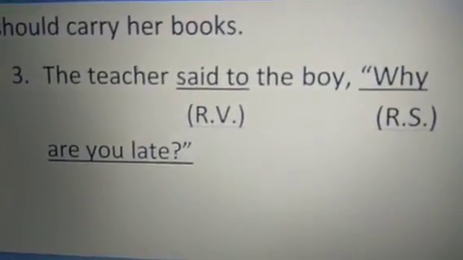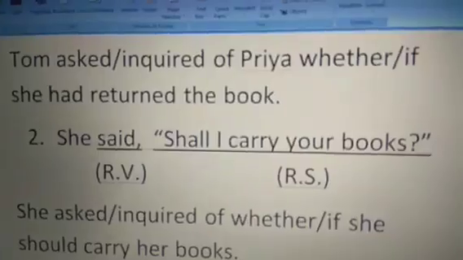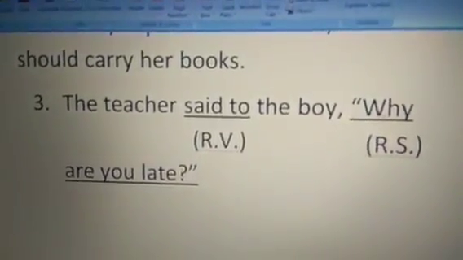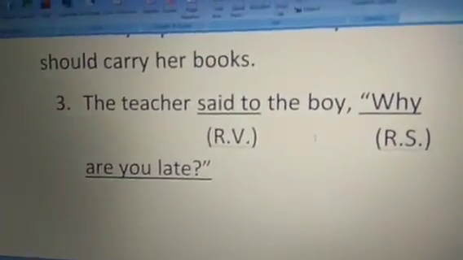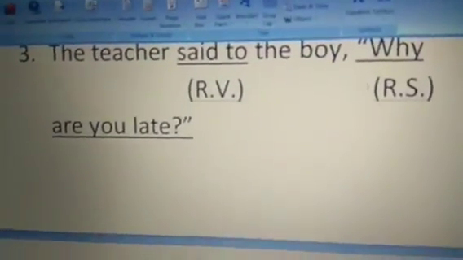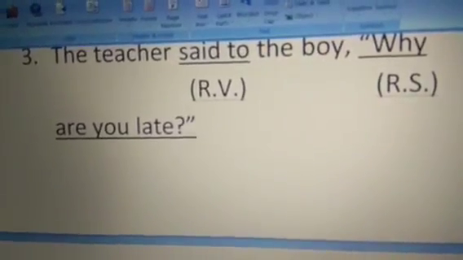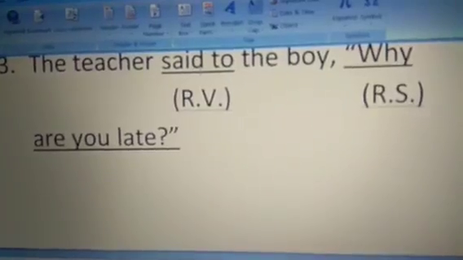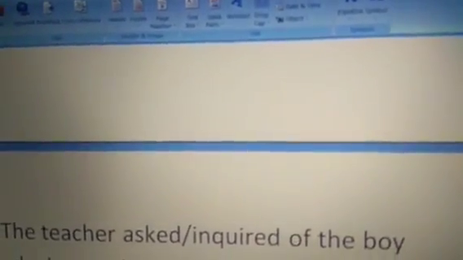And this is the second type of an interrogative sentence, which is beginning with a question asking word, which is why. Why are you late? So this needs a slightly different approach. When this direct speech is changed into indirect speech, it reads like the teacher asked or inquired of the boy why he was late. Because the reporting verb said to has been replaced by asked or inquired of.